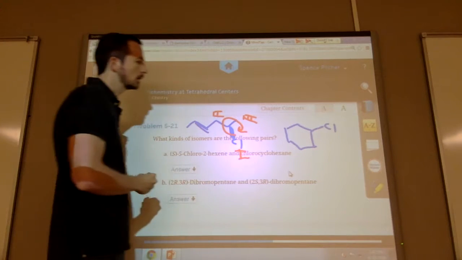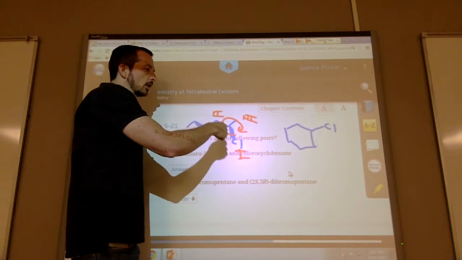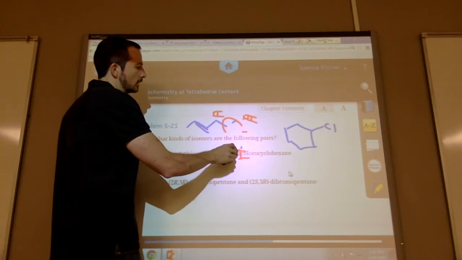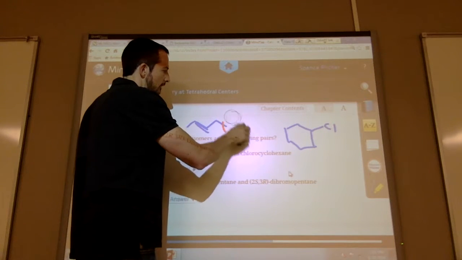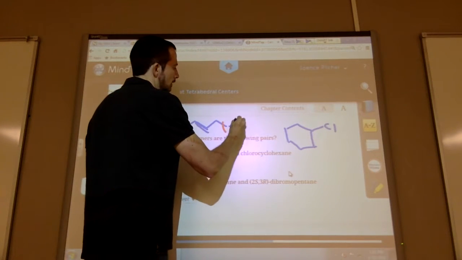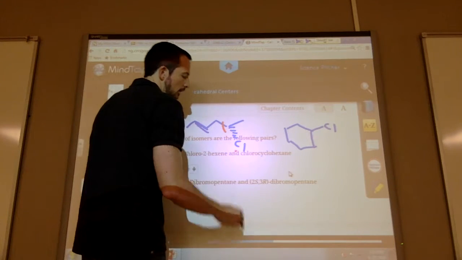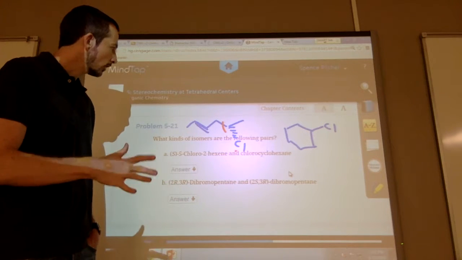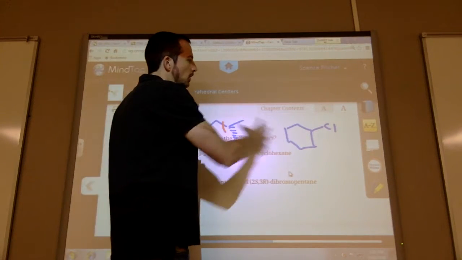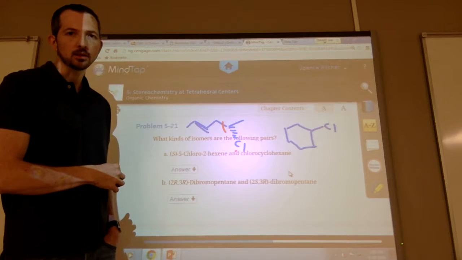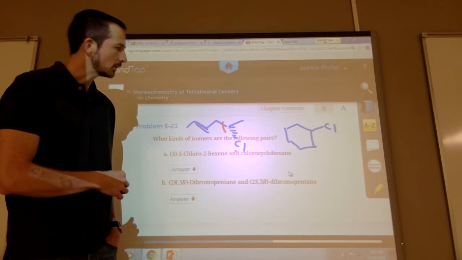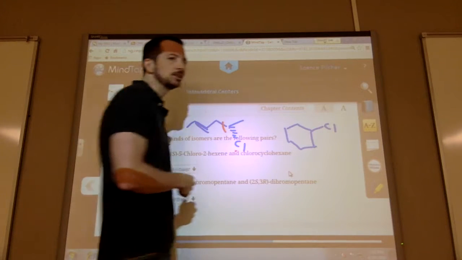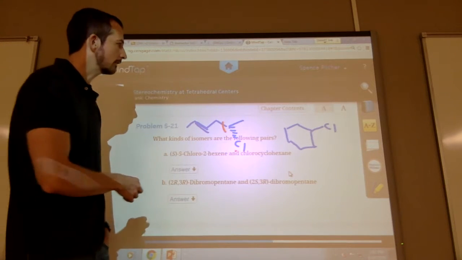And so that is clockwise configuration. So what I actually drew was the R. So what I could do to draw the S would be just to make the chlorine a dash. That'll invert the configuration, so I'll have my S configuration. Regardless, you can see that these two compounds have the same formula. They both have the formula C6H11Cl. So both of them will have that formula.